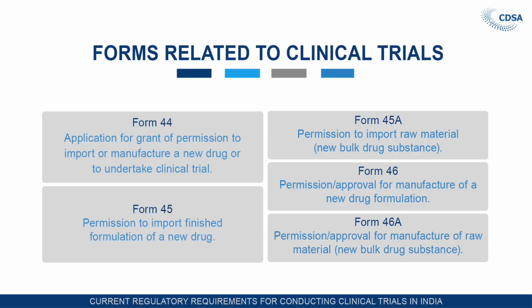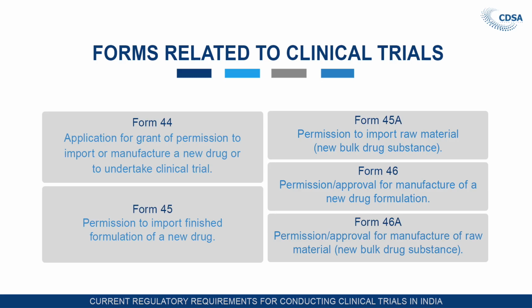Now, let us see, while applying on these sites, which forms you require to be uploaded. So, the first is form 44, which is the application for grant of permission to import or manufacture a new drug or to undertake clinical trial. This is the form in which you have to apply. It is the legal form. The content and everything we will see in the subsequent slides.